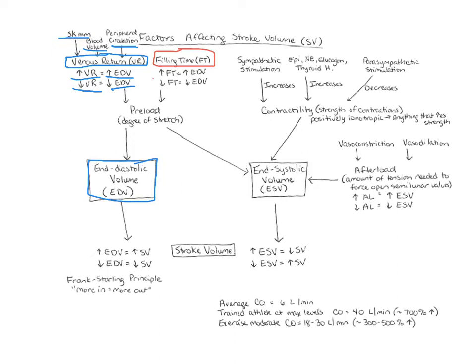Anything that increases the filling time, where the ventricles are relaxed, is going to increase the end diastolic volume. It's going to increase how much blood fills in the ventricle. Anything that decreases the filling time will decrease the end diastolic volume, right? You have to have time to fill the ventricles. Without time, you're not going to fill them as far as they should, and your end diastolic volume will go down, okay?